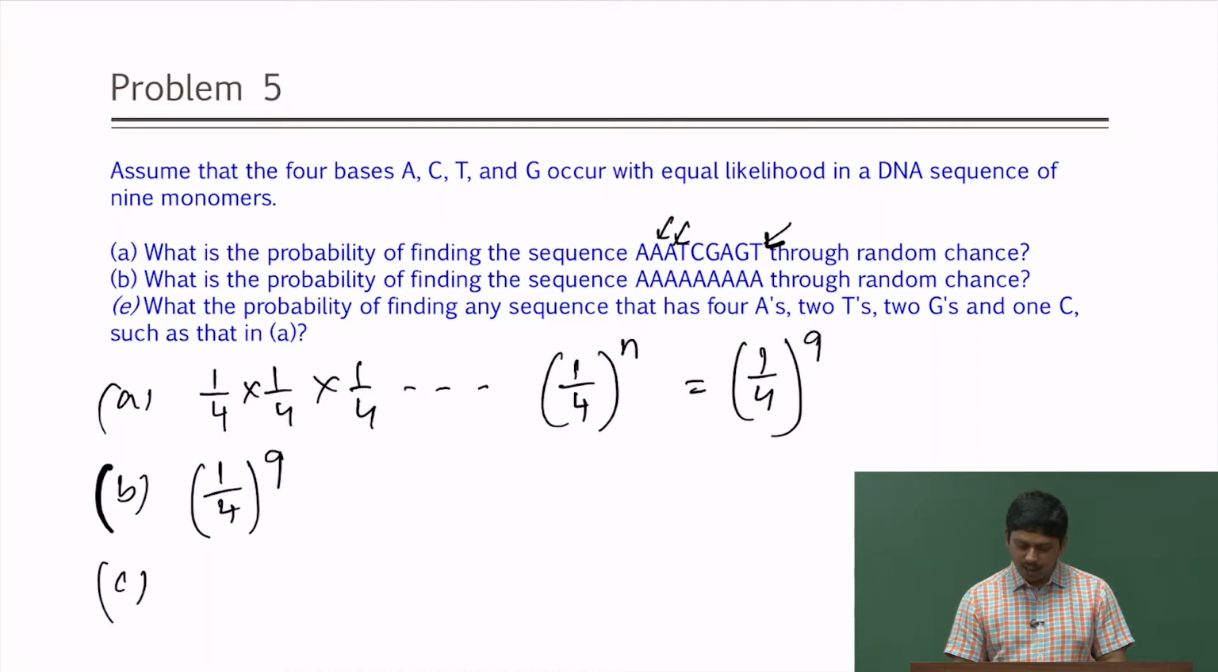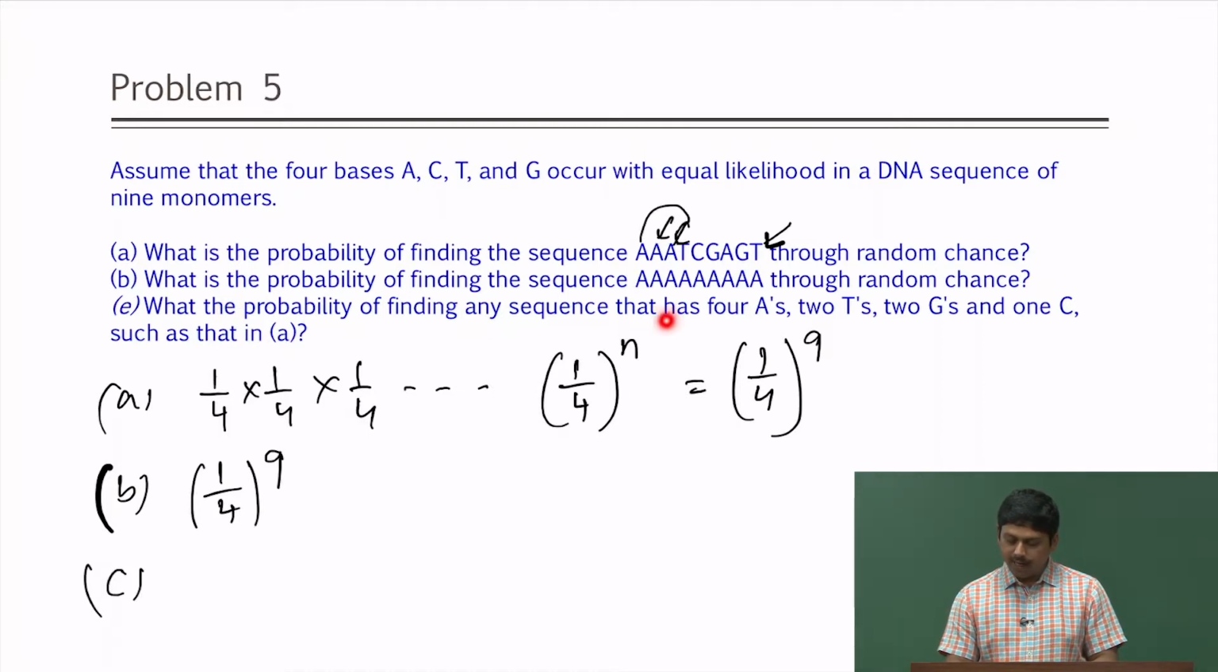Now, in case of C, what is the probability of finding any sequence that has 4 A's, 2 T's, 2 G's and 1 C? First we will see how many such sequences are possible. In a 9 letter sequence, any of these 9 can come in the first place, then 8 will be remaining for the second place, and things like that.